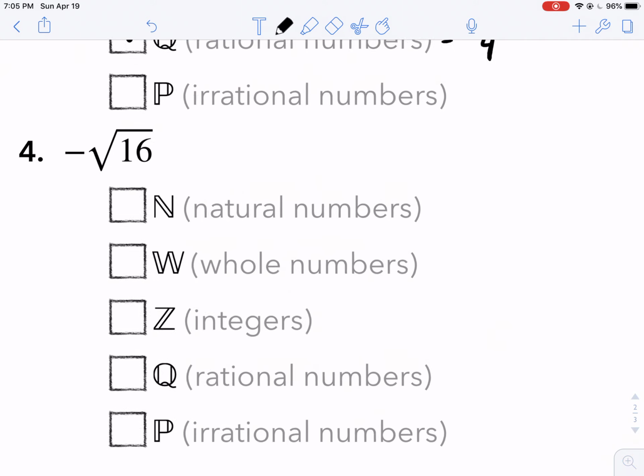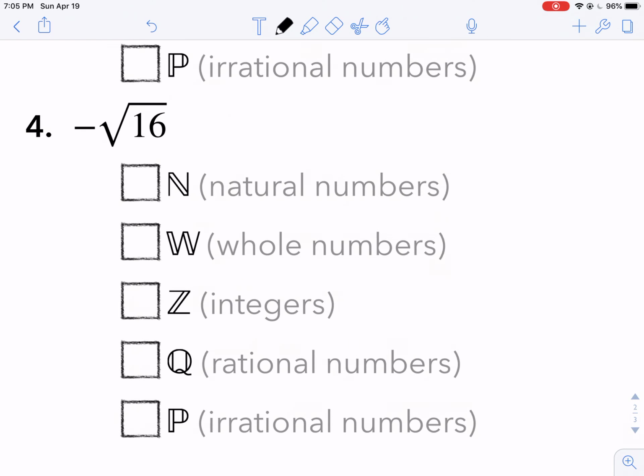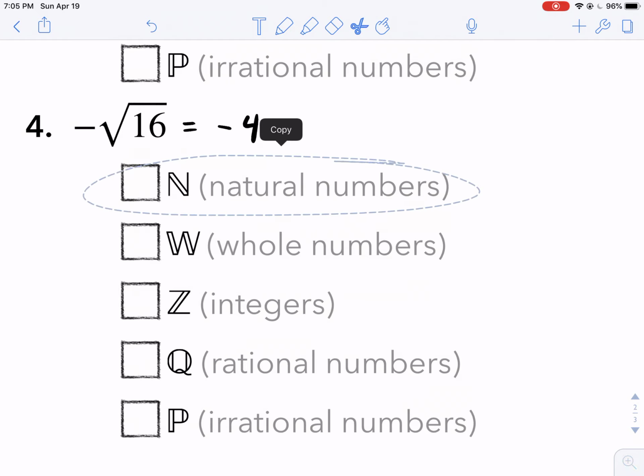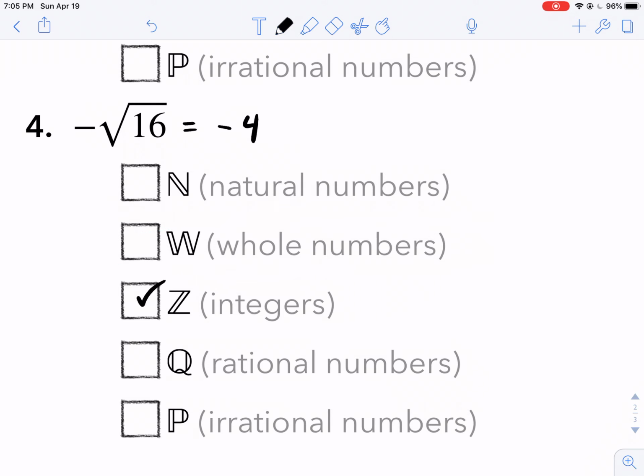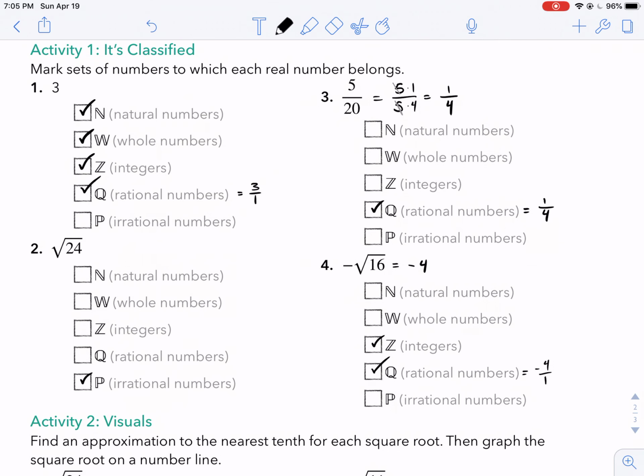Now finally, let's look at the negative square root of 16. The square root of 16 is 4, so the negative square root of 16 is negative 4. Now negative 4 is not a counting number. It's not a whole number because it's not a natural number or 0, but it is an integer. That's good. Now remember that all integers are rational numbers. Negative 4 is rational because we can write it as negative 4 over 1. And because it is rational, it is not irrational. You did it. We have classified all of our numbers.